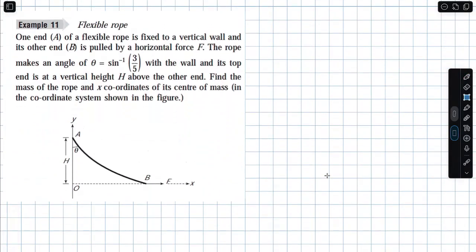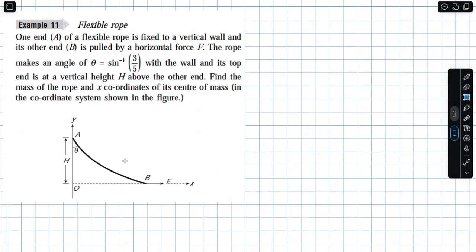Look, one end A of a flexible rope is fixed to a vertical wall and the other end is already... we have done similar models when we were doing laws of motion, right? Theta is given, h is given. Find the mass of the rope and the x coordinate of the center of mass in the coordinate system shown here. Why did he get this doubt? Why have they given this in this chapter? That is the hint for this question.